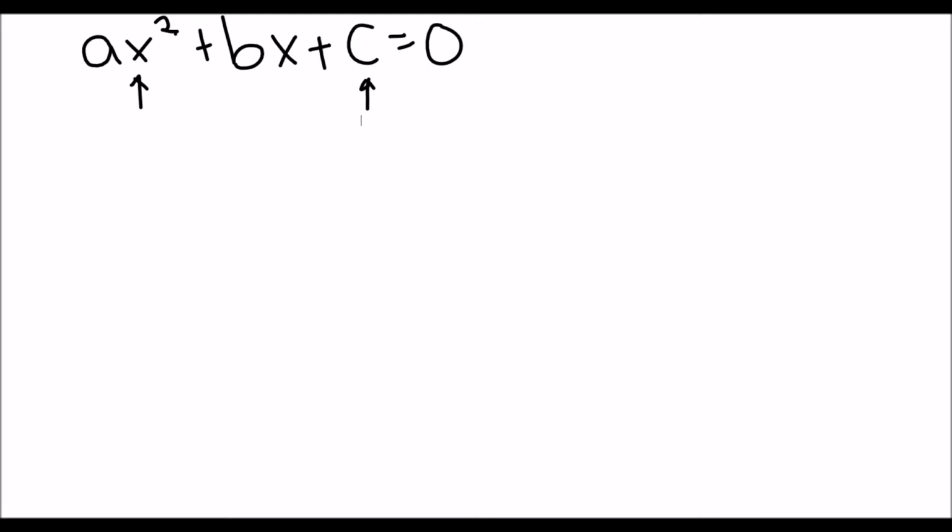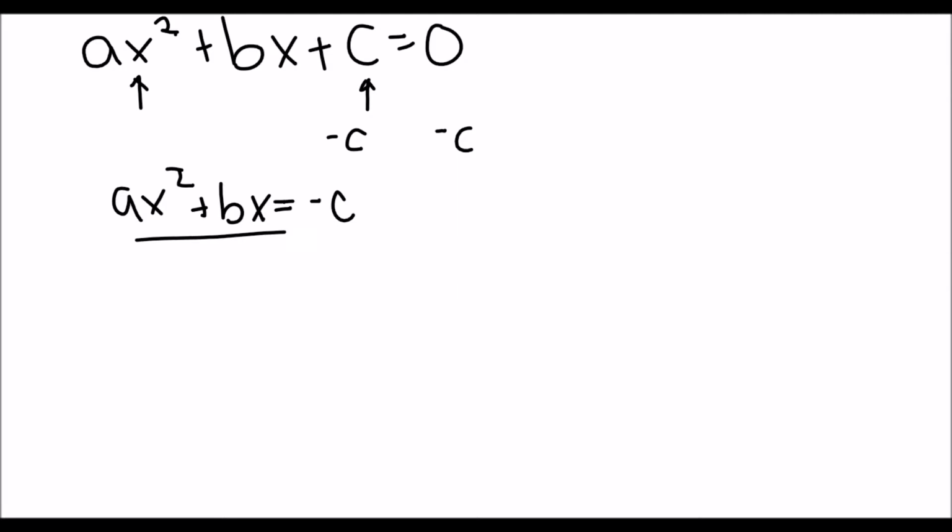So we're going to start this process by subtracting the constant from both sides. So minus c and minus c. Ax squared plus bx equals negative c. So we subtracted c from both sides. Now we're going to divide both sides by a. That's going to leave us with x squared, because the a's cancel out, plus b over a x equals minus c over a. So we just divided both sides by a.